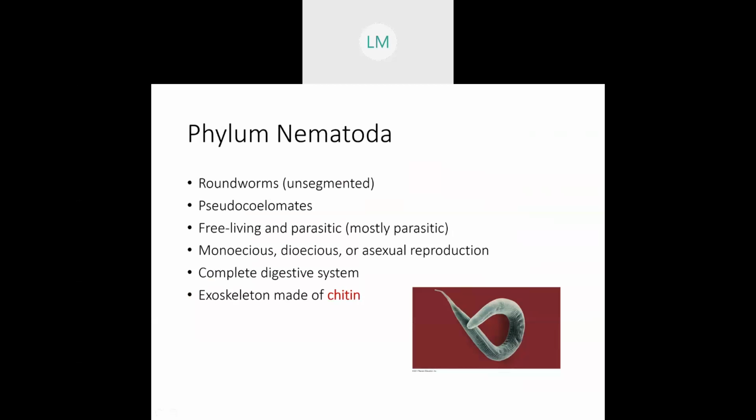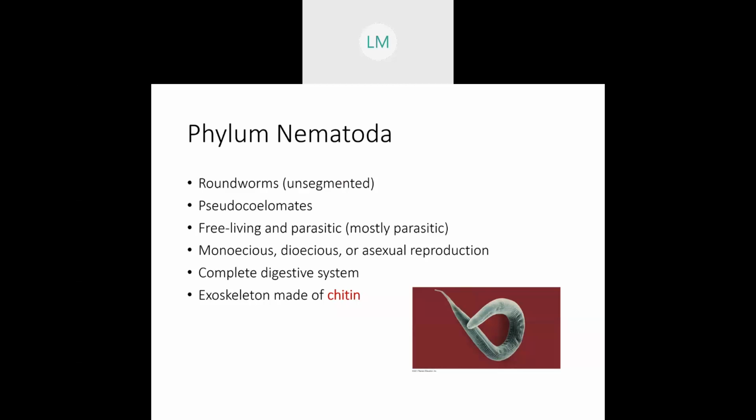We do see some free-living nematodes that live in the soil, but most of these are going to be parasitic. Most of them are going to be just living within the bodies of other animals. There's a wide range of reproductive strategies here. They could be monoecious, so they could be hermaphroditic and have eggs and sperm. They could be dioecious and just have egg or sperm. But we also do see some asexual reproduction in the nematodes. This is primarily just when a female creates an identical copy of herself. So asexual reproduction can happen as well.